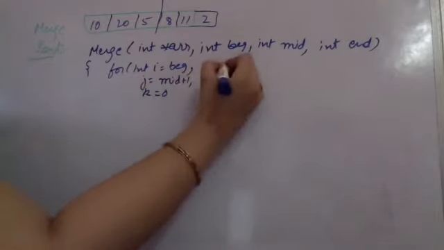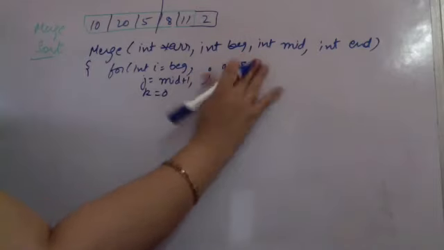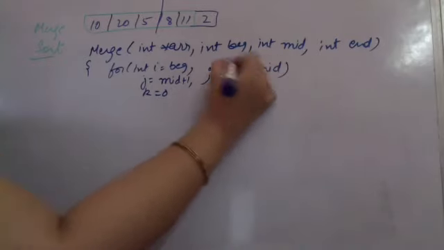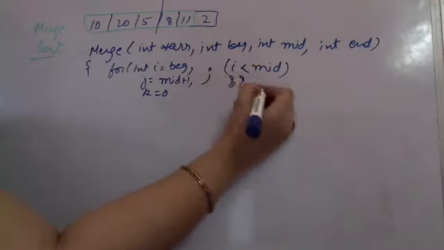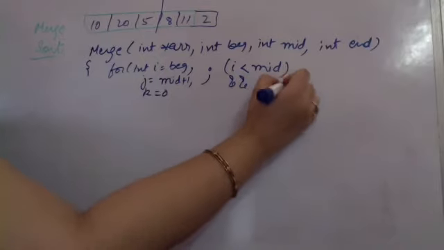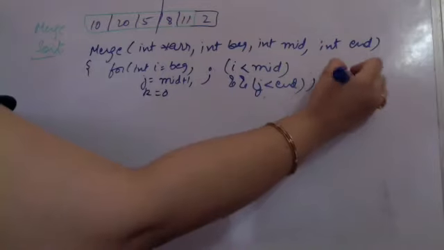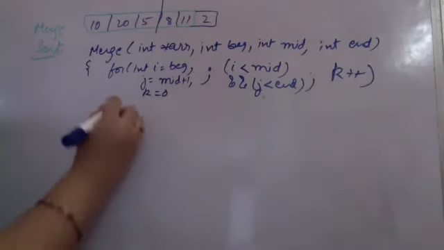After this, the condition is: array of i is less than mid and j is less than end. Both the conditions should be true. You do k plus plus. i या j में से कौन सा plus होगा ये हमें भी नहीं पता.